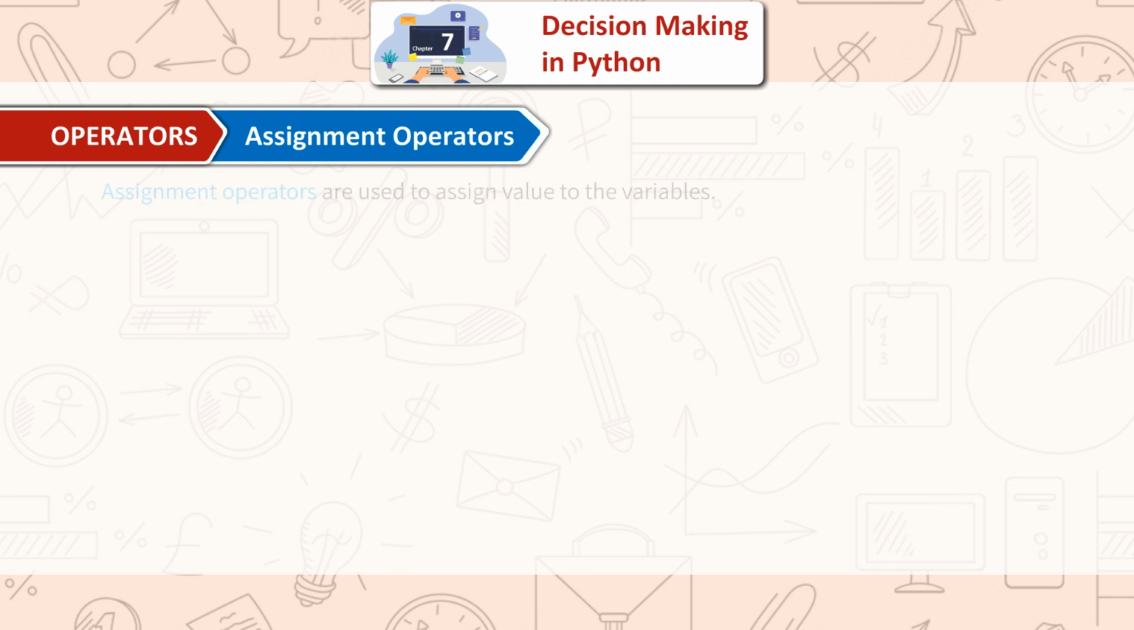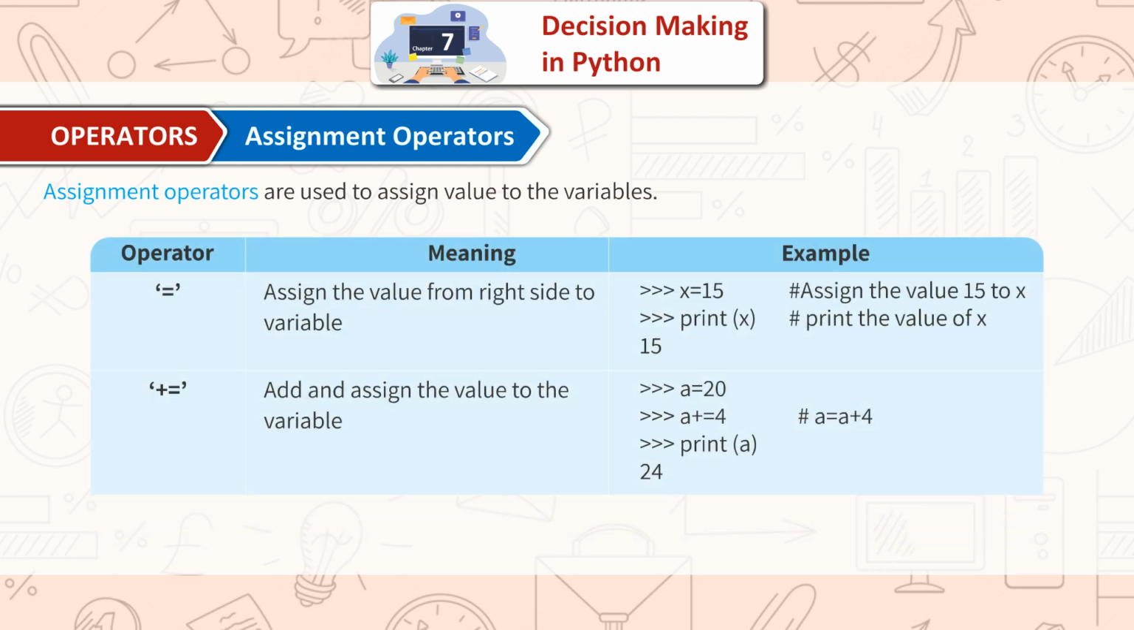Assignment operators. Assignment operators are used to assign value to the variables. Operator, meaning, example. Assign the value from right side to variable: X is equal to 15 assigns the value 15 to X. Print X prints the value of X, 15. Add and assign the value to the variable: A is equal to 20, A plus equal to 4, which means A is equal to A plus 4.